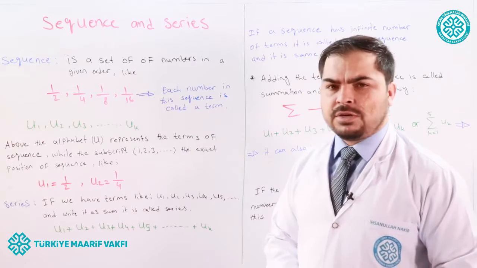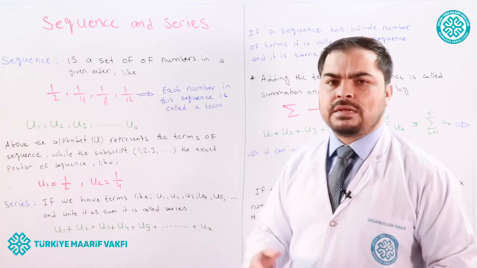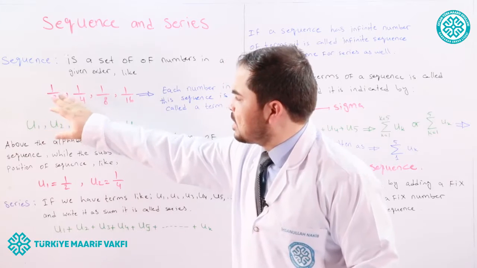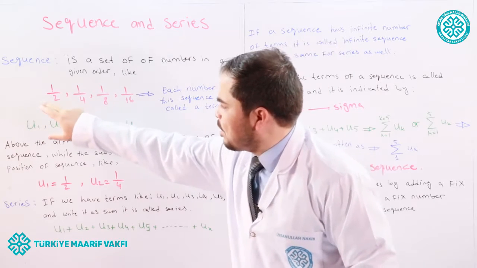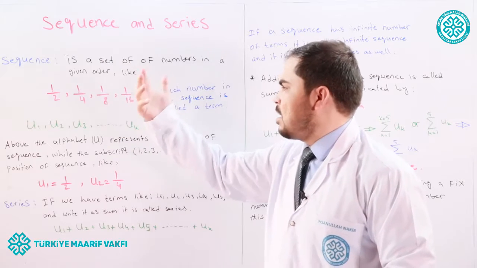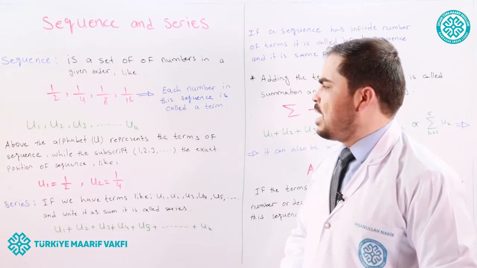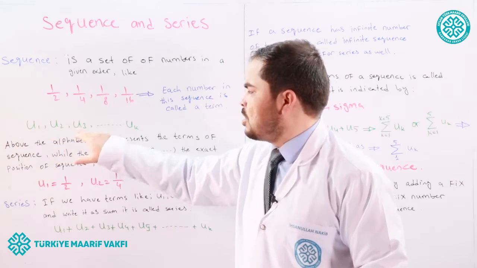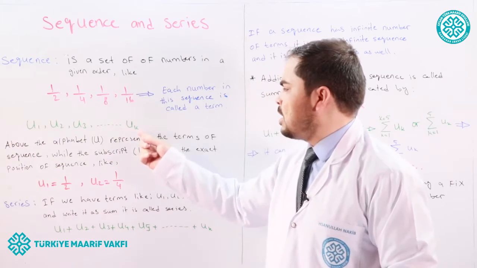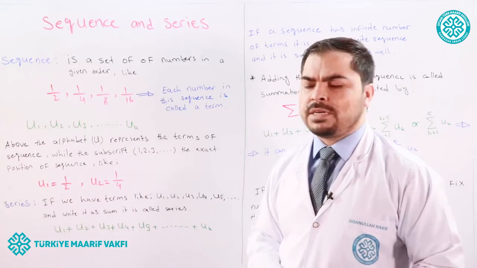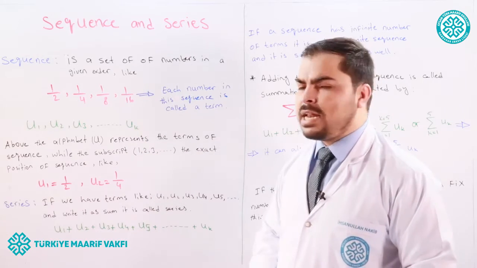As I told you before, a term means each of them which is separated by commas. These are all called terms. For example, this one is one term, this is the second term, this is also a term, and this is another term. It can also be denoted as U1, U2, U3, and it goes on until UK. UK means the final term or whatever term we want. Instead of K, we can write any number.